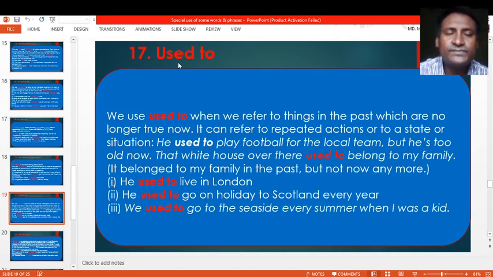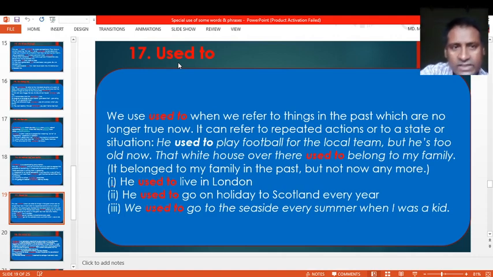It has another grammatical function. If we use a be verb before used to, the main verb after used to is commonly the present form of the verb. But before used to, if we use a be verb, the main verb after will be the ing form. For example, he is used to living in London. He is used to going on holiday to Scotland every year. We are used to going to the seaside every summer. So this will be this type of sentence structure.